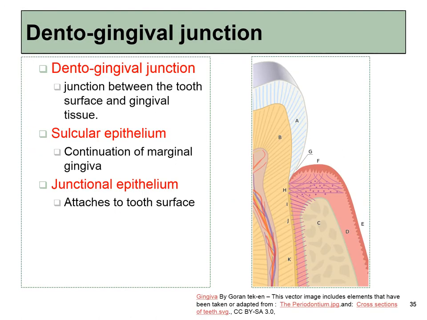Another interesting region of oral mucosa is found at the dentogingival junction, and this will include a sulcular and junctional epithelium. This is a particularly important region of the oral cavity, enough so that we don't just lump this into masticatory or lining mucosa. We talk about these specifically.